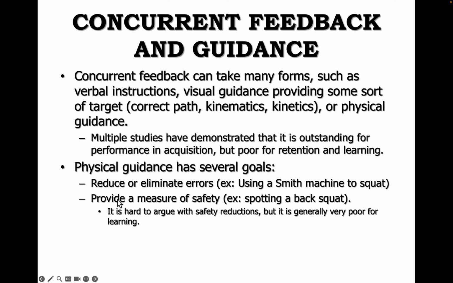Now with physical guidance there's also a measure of safety. For example, if I'm spotting a back squat, ready to catch or grab someone if they start to falter, it's great from a safety perspective, and it can help reduce or eliminate errors. But again, it's very poor for actually learning. So while I might use concurrent and guidance feedback for safety reasons, or for eliminating errors in very specific cases, for most people it's not very good to use concurrent feedback and guidance feedback.